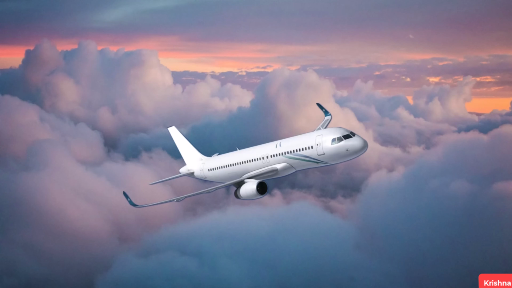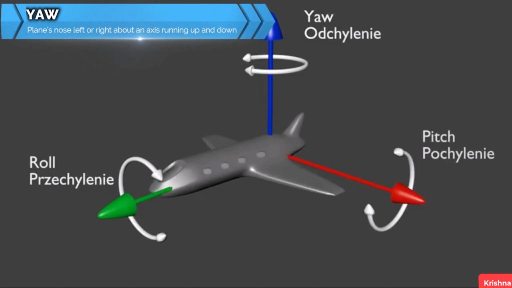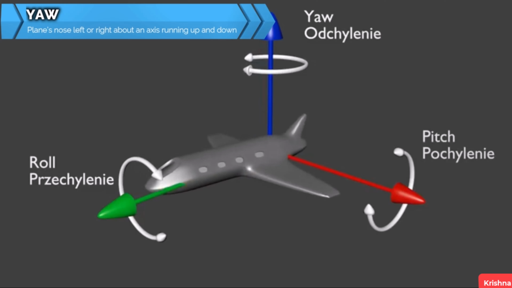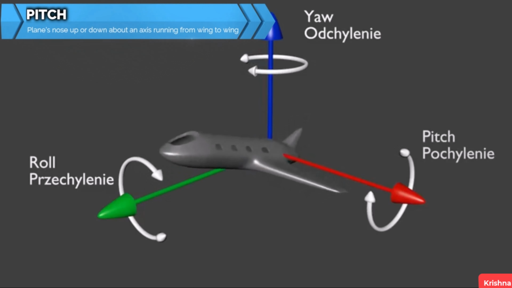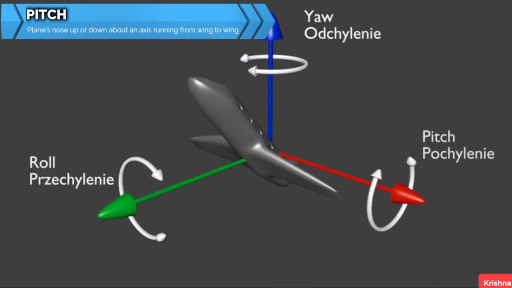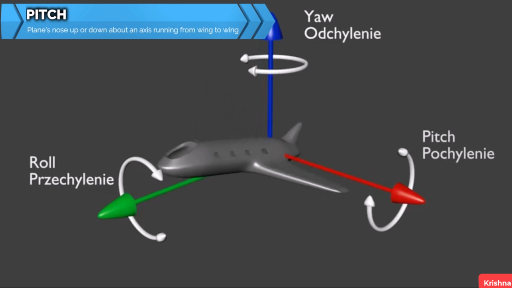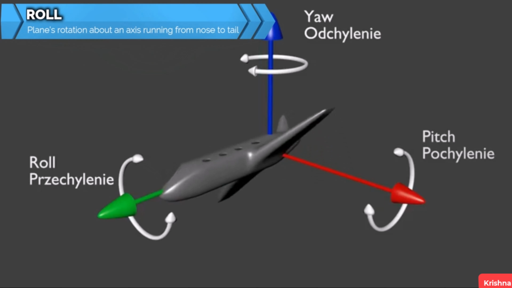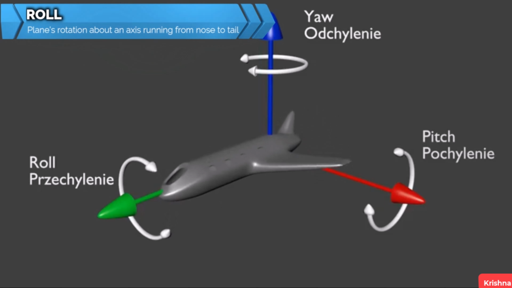Let's take the same example of an aeroplane to understand roll, pitch and yaw. An aircraft in flight is free to rotate in 3 dimensions, in which yaw means the plane's nose moves left or right about an axis running up and down. Pitch means the plane's nose moves up or down about an axis running from wing to wing. And roll means the plane's rotation about an axis running from nose to tail.